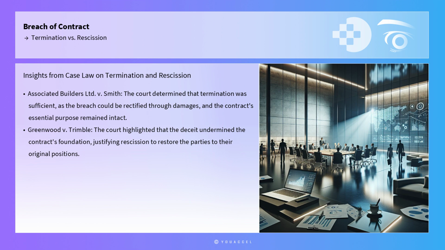Case law offers valuable insights into the application of termination and rescission. Consider the case of Associated Builders Ltd v. Smith, where the court had to decide whether termination or rescission was appropriate after a contractor failed to meet essential building specifications. The court determined that termination was sufficient, as the breach could be rectified through damages, and the contract's essential purpose remained intact. Conversely, in Greenwood v. Trimble, where a contract was rescinded due to fraudulent misrepresentation, the court highlighted that the deceit undermined the contract's foundation, justifying rescission to restore the parties to their original positions.